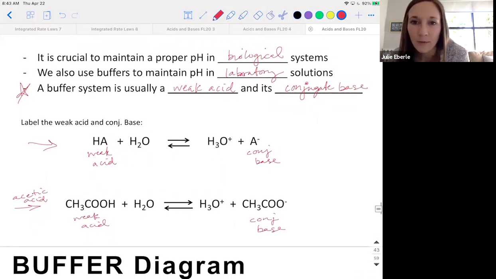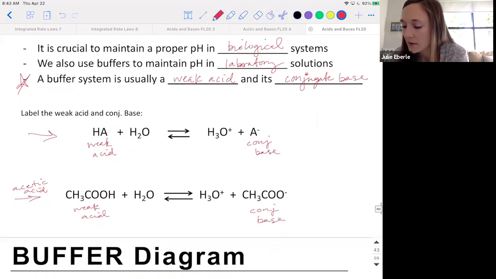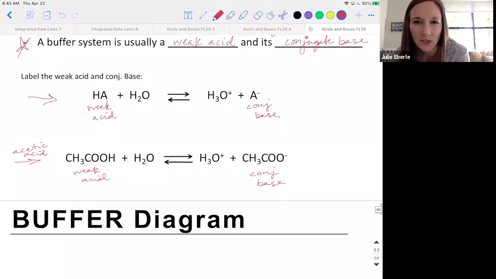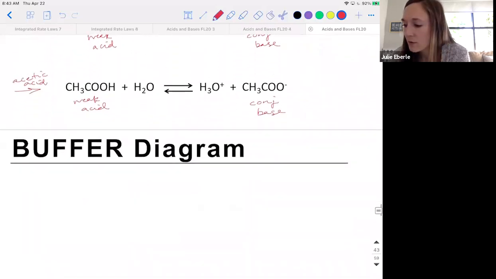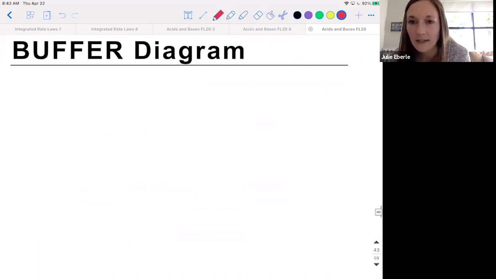Now we're going to look at how buffers work. So that's what a buffer is: a solution that has a weak acid and its conjugate base. How do buffers work? How do they resist changes in pH? Well, resisting a change in pH indicates that something is trying to change pH. So what can change pH? What would an acid do to a pH?